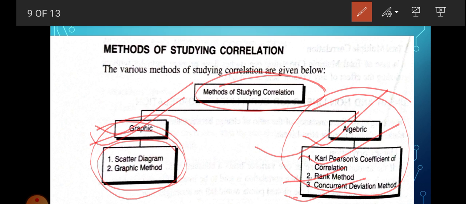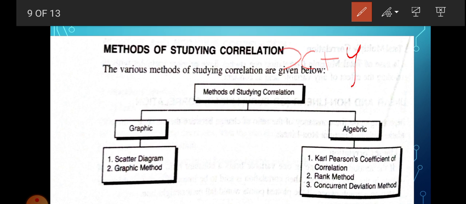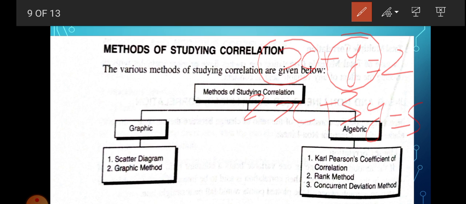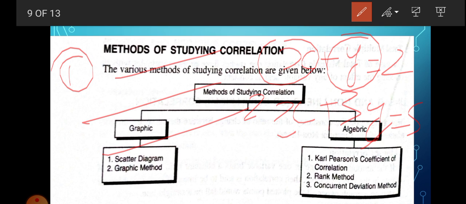It is the same as solving linear equations. Suppose you have a linear equation like x equal to 2, and one more equation, 2x plus 3y equal to 5, and you have to find the value of x and y. This kind of question we have done in our junior classes. For this we studied the elimination method, substitution method, and cross multiplication method. Now no one is going to solve this question with the help of graphs.